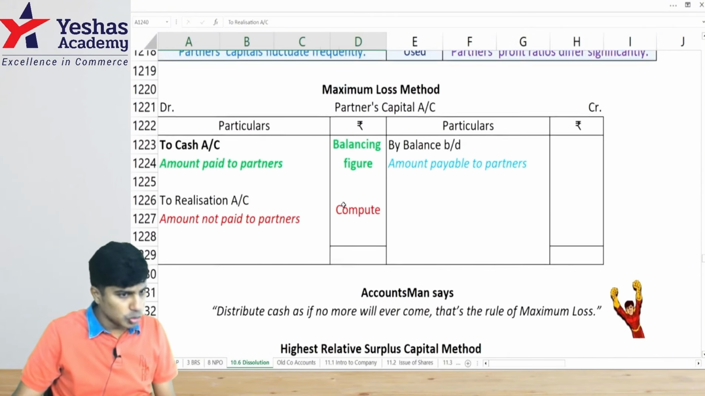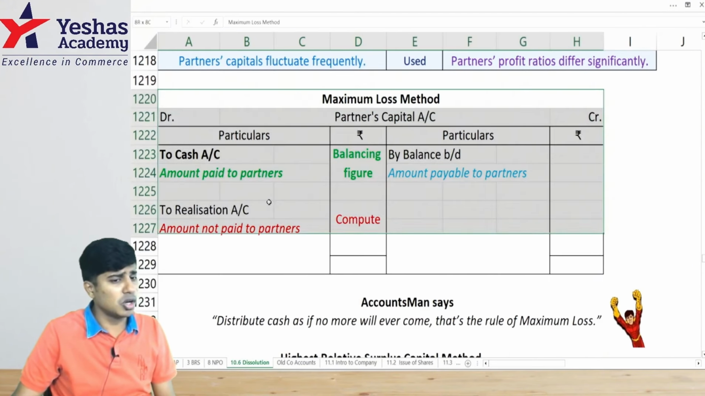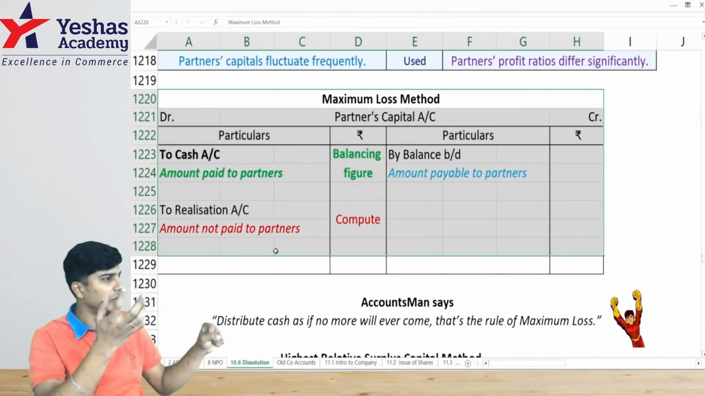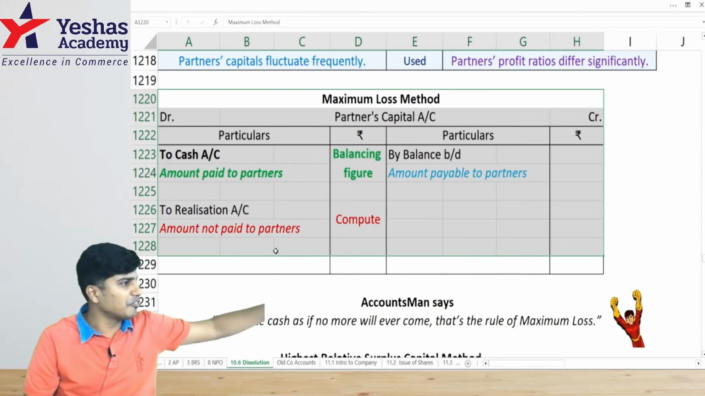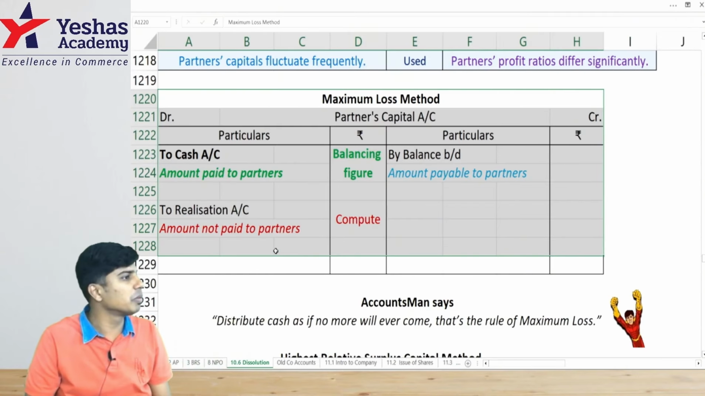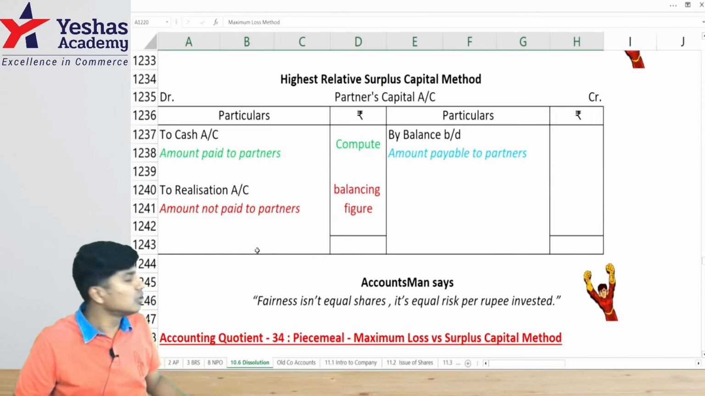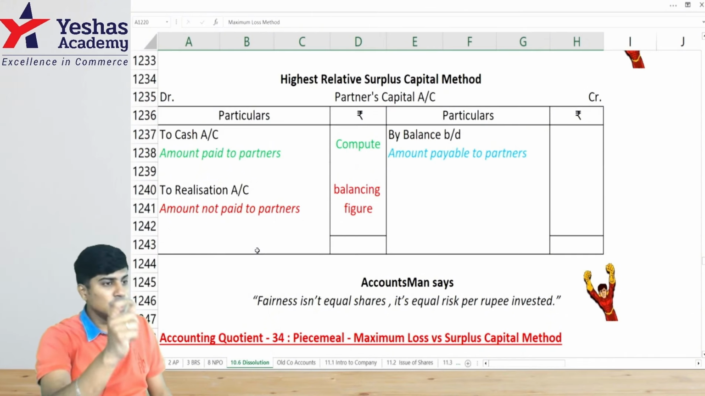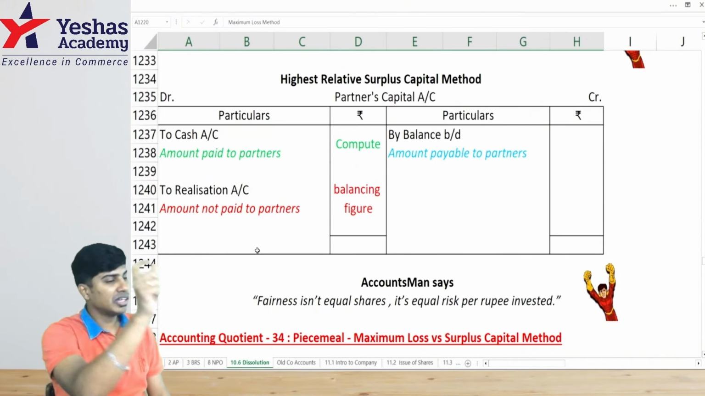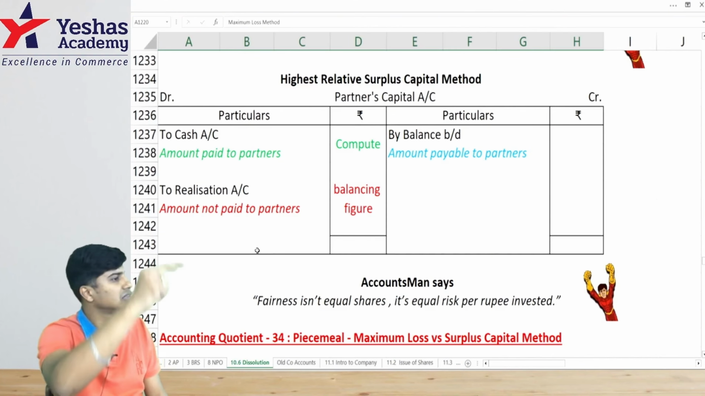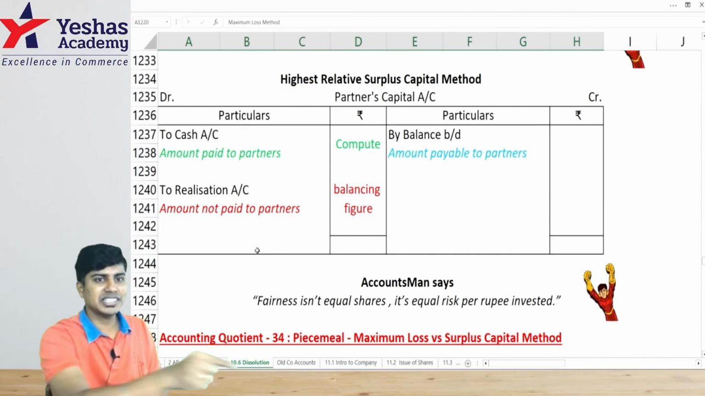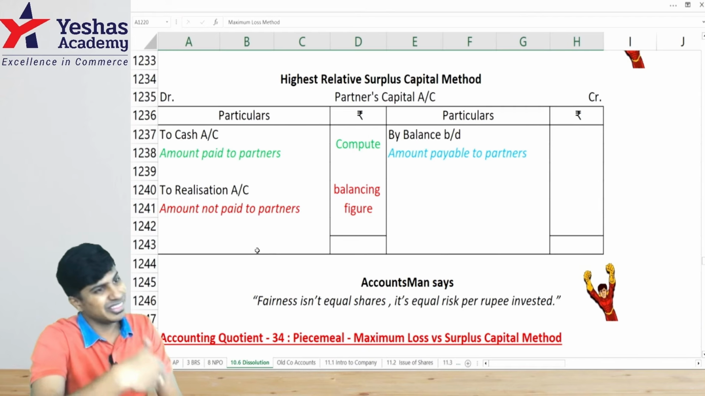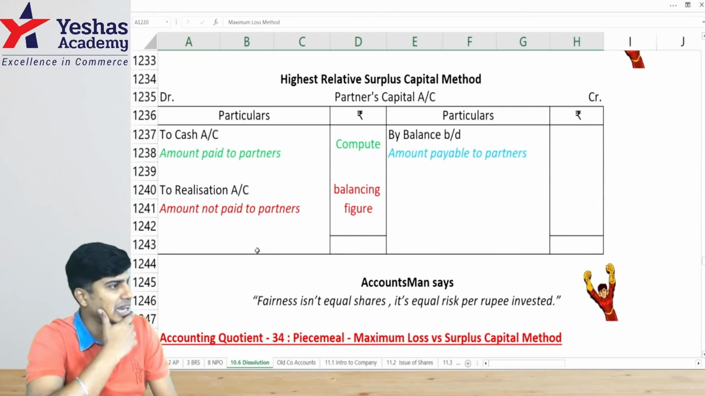In maximum loss, out of the amount payable, deduct the amount available, you will get loss, share the loss in the profit sharing ratio. The balancing figure will be the amount to be paid. Under this other method, write the capitals, write the ratio, divide capital by ratio, you will get capital per share. Keep that and find surplus, deduct it from the capital. Then you will understand the surplus, relative and absolute, and first pay absolute surplus, then pay relative surplus, then pay capital as per base.